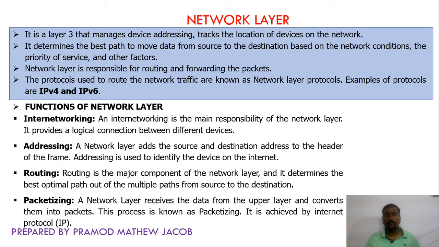The last one is packetizing. The data from the transport layer is received as a large size of data. This large size of data is divided into small packets. This process is called packetizing, and these packets are routed from the source to the destination. It is achieved by the Internet Protocol, IP.